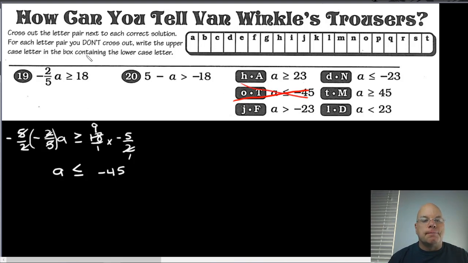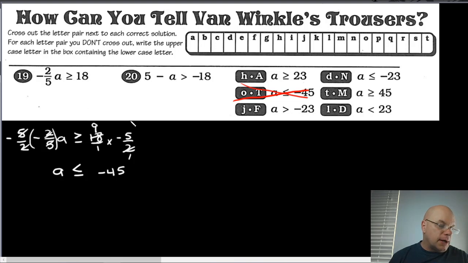You'll write, let's see there, for each letter pair you don't cross out, write the uppercase letter in the box containing the lowercase letter. So whichever ones are left after we cross out the 4 correct solutions will be the ones that we'll use to fill in the answer to this riddle.